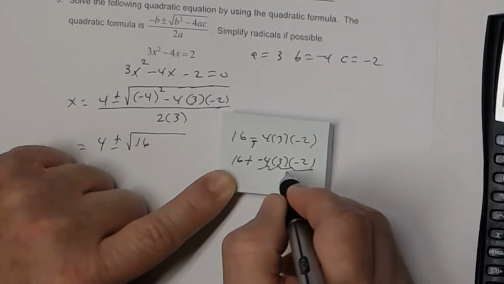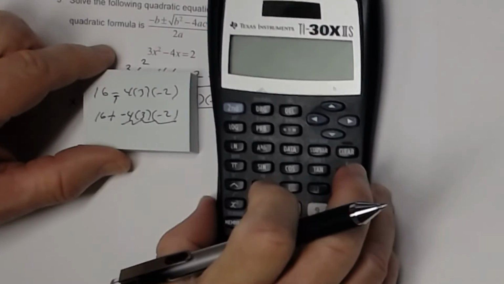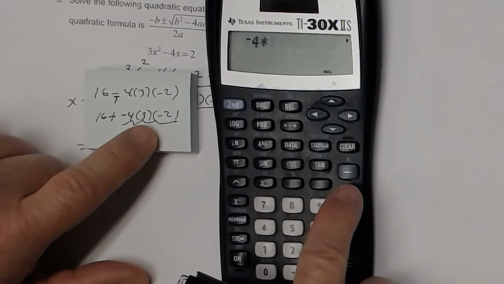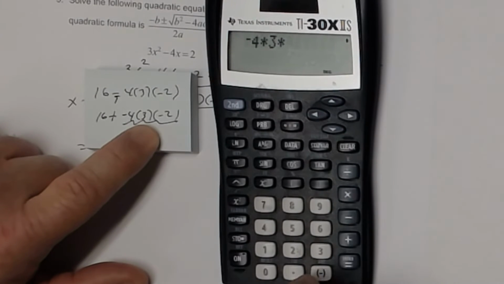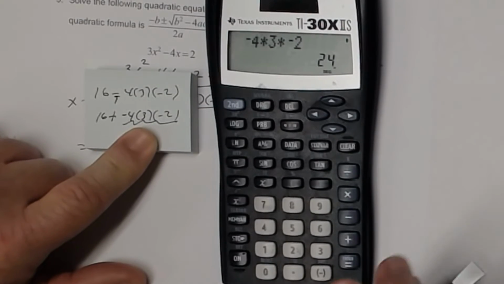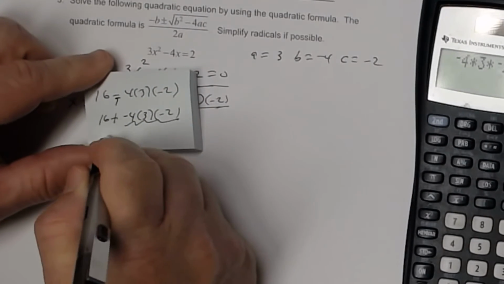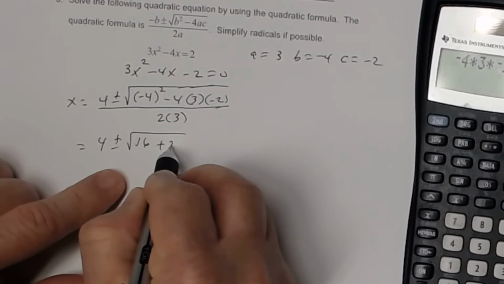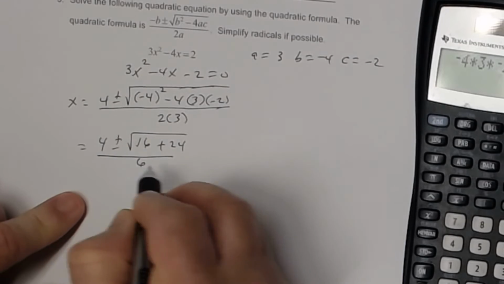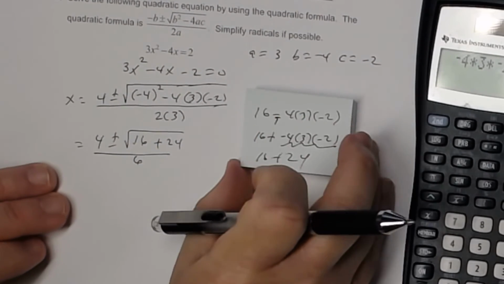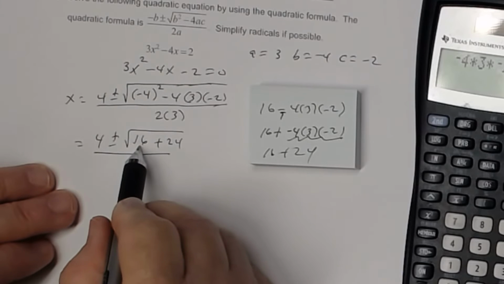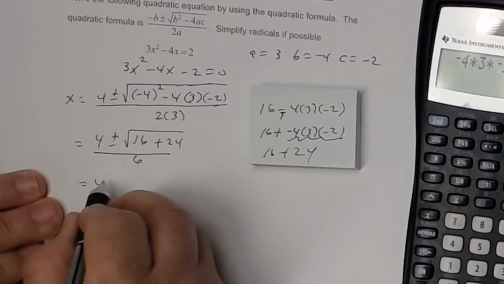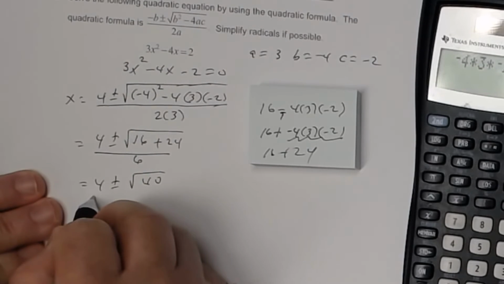And so this part right here, use your calculator, you're gonna get -4 times a +3 times a -2 equals +24. So this becomes 16 plus 24. All of that is being divided by 6. So now 16 plus 24 is 40. So we get 4 plus or minus the square root of 40 divided by 6.